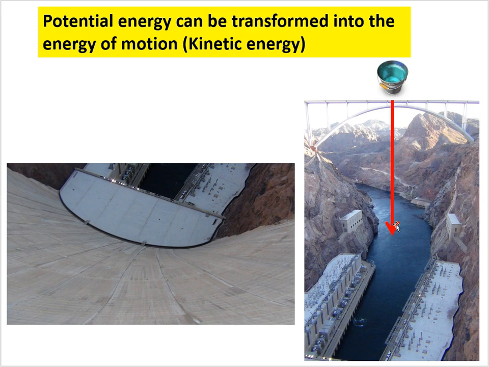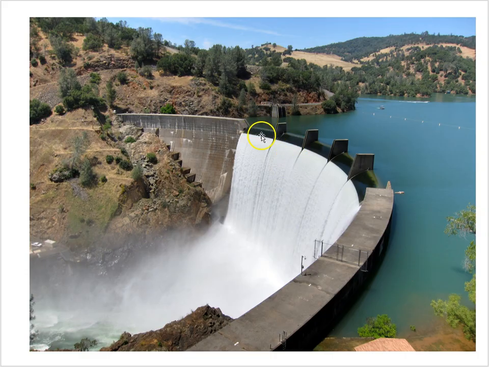So the way a dam works is that the barrier here, the dam itself, is going to back up this water. And then what they're going to do is allow that water to fall down to a lower level here, so we've got potential energy. The water is stored at a higher position.